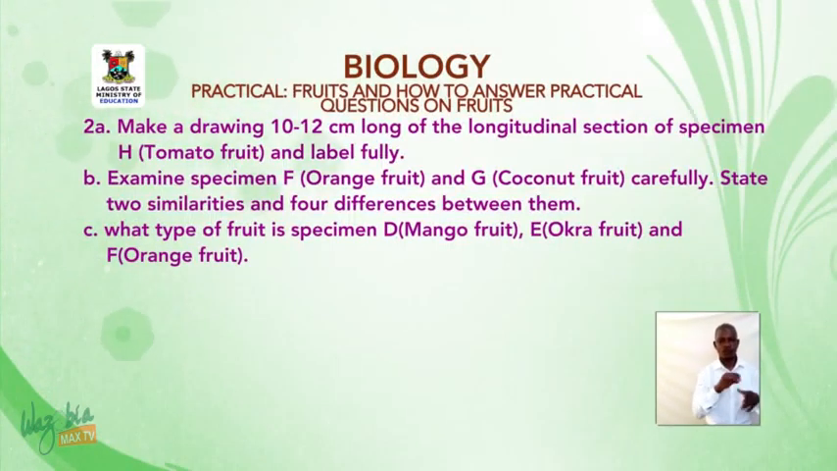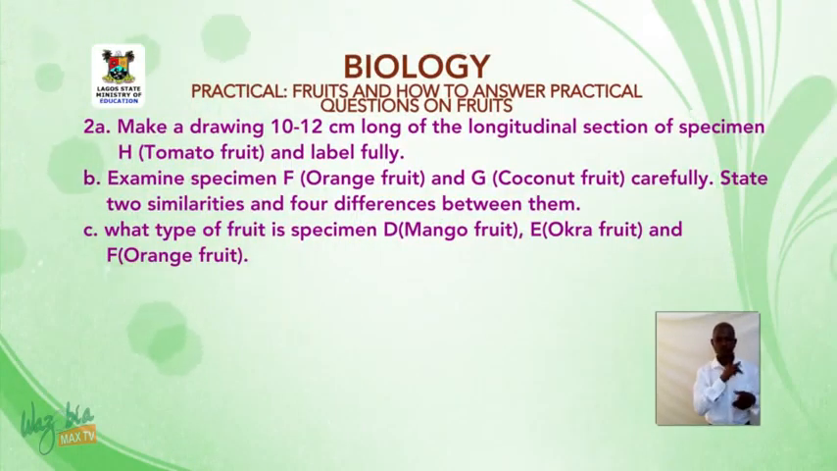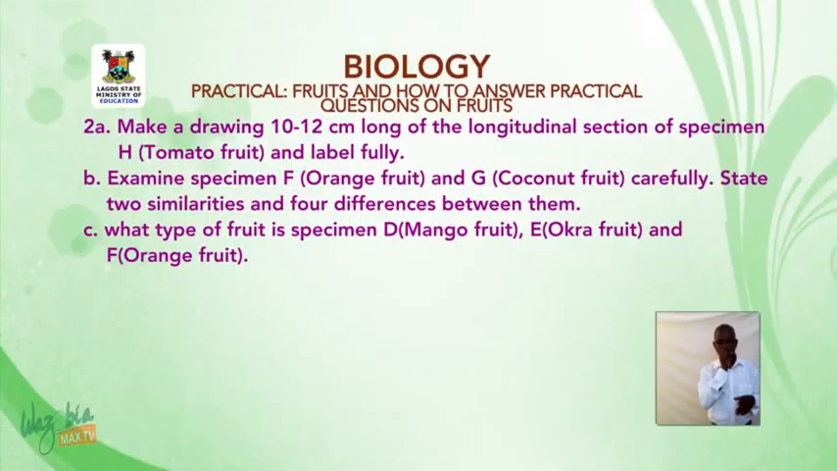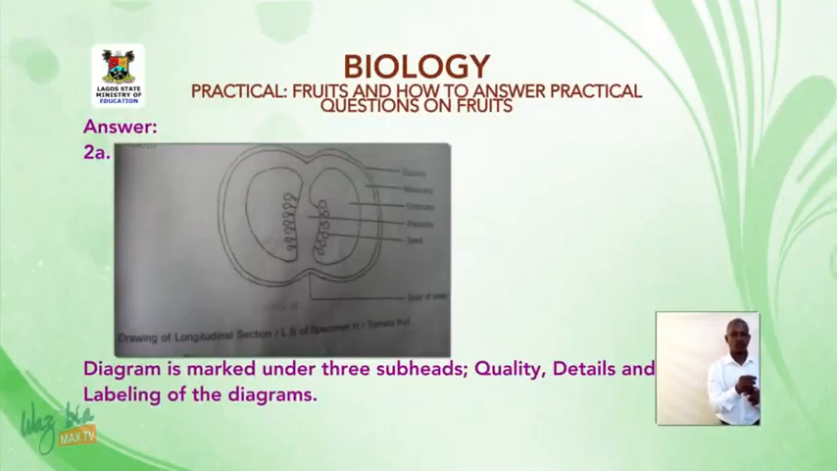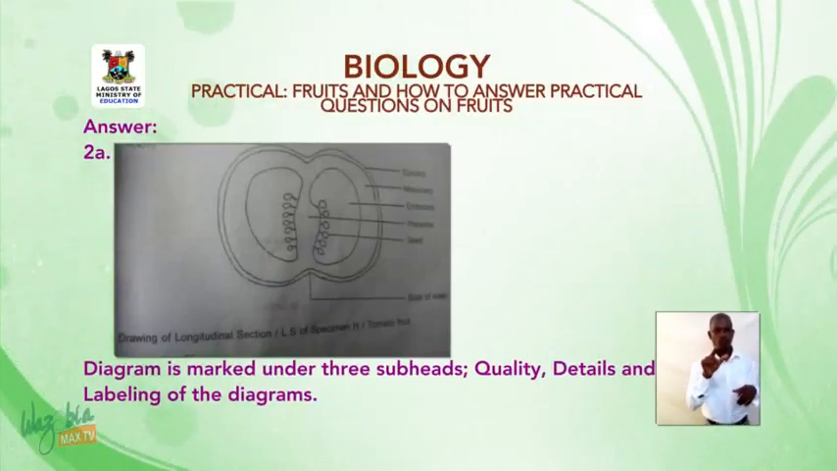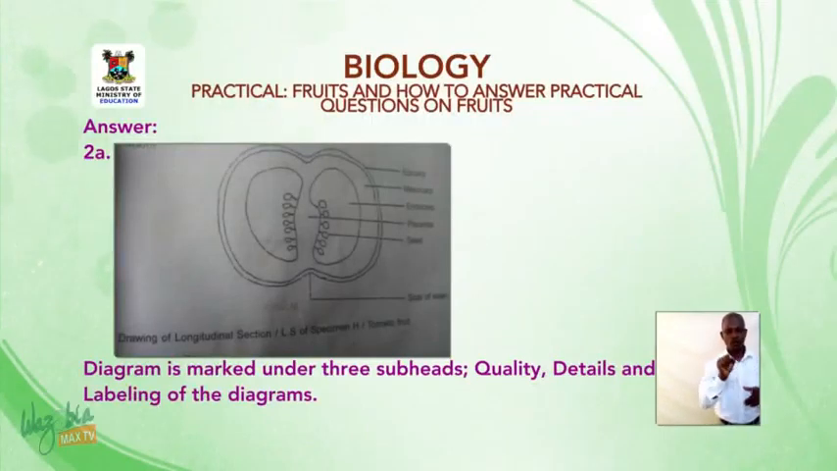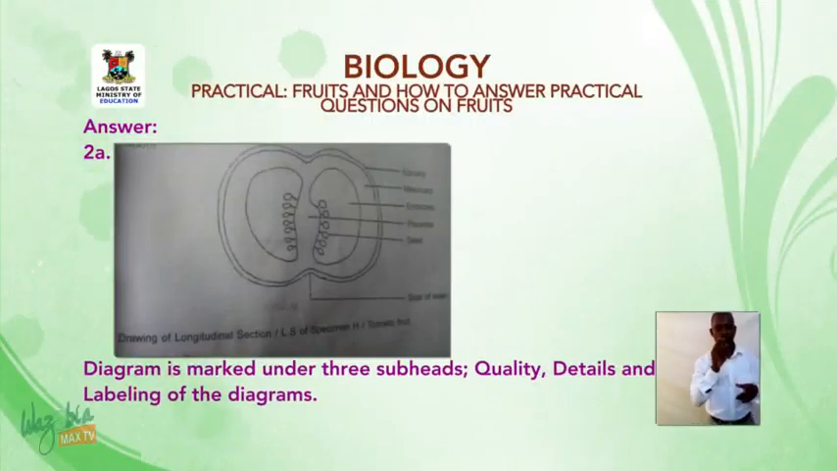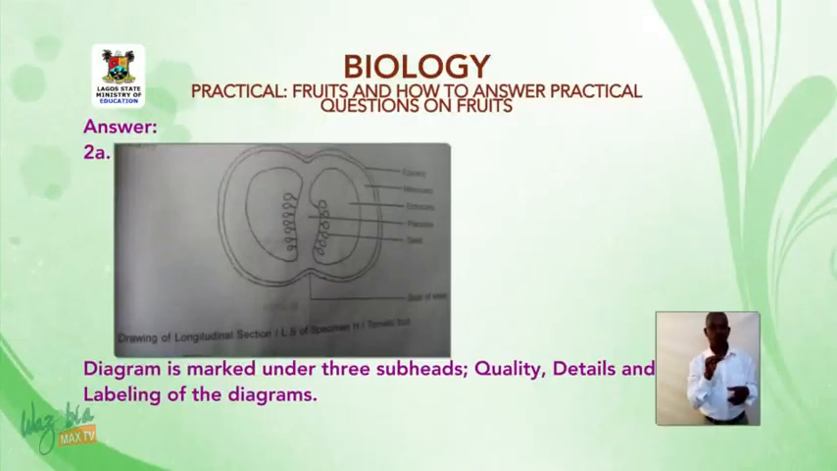2C1. What type of fruit is specimen D, mango fruit, E, that is okra fruit, and F, that is orange fruit? Answer. The diagram is drawn and the title is written below. Drawing or diagram of longitudinal section of specimen H or tomato fruit.